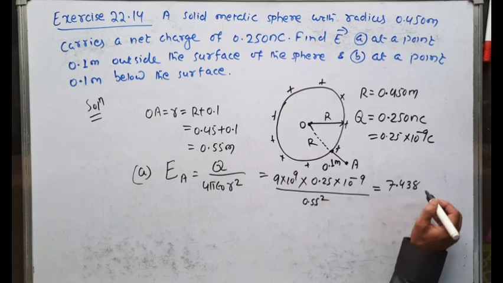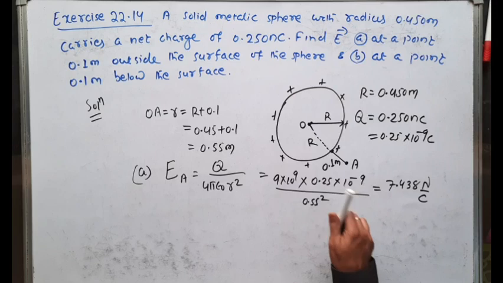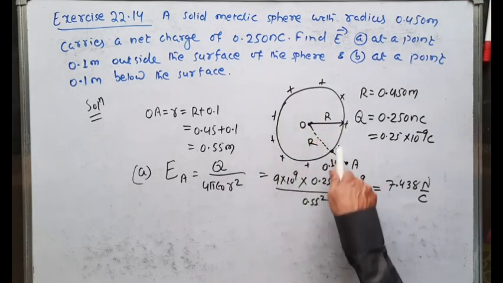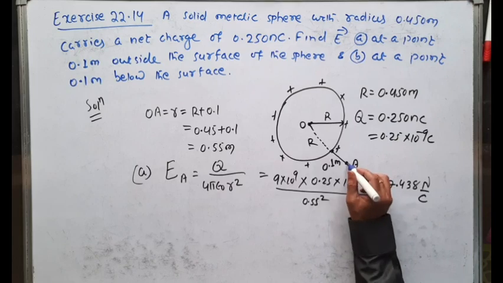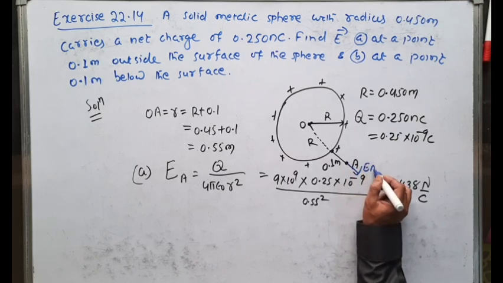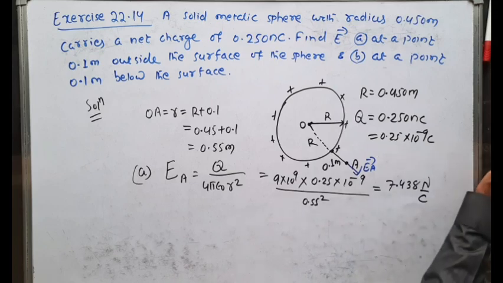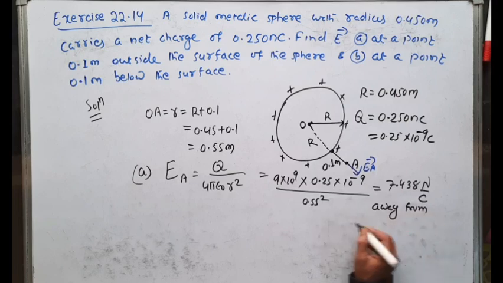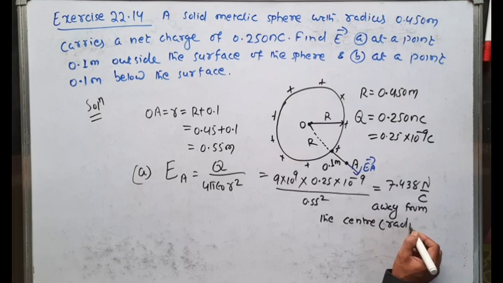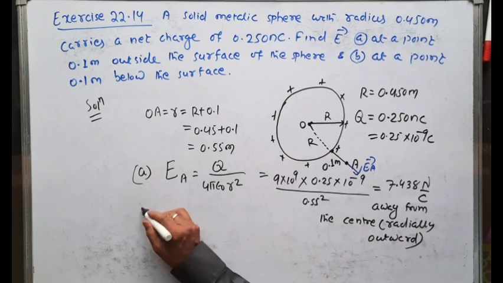7.438. And what is the unit of electric field intensity? Newton per coulomb. And what is the direction? You see, this is the positive charge. So electric field is always away from the positive charge body. So at this point A, the direction of the electric field intensity is away from the center. That is, radially outward. Radially outward.